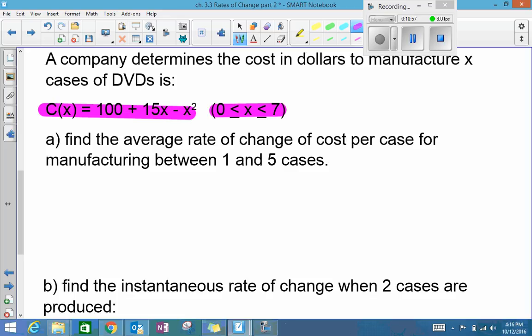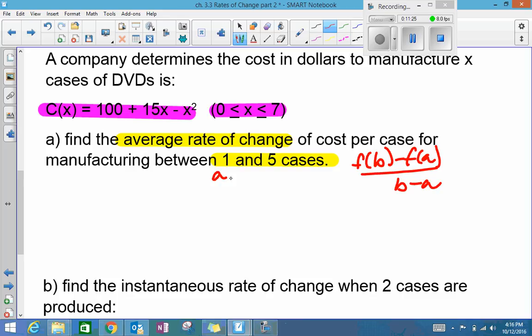So this is: find the average rate of change of cost per case for manufacturing between 1 and 5 cases. So here it's telling us average rate of change. So we're going to use the old formula for manufacturing between 1 and 5 cases. That tells us we're going to use the average rate of change formula, which is this, if you recall from last class, and we're going to let A equal 1 and B equal 5.